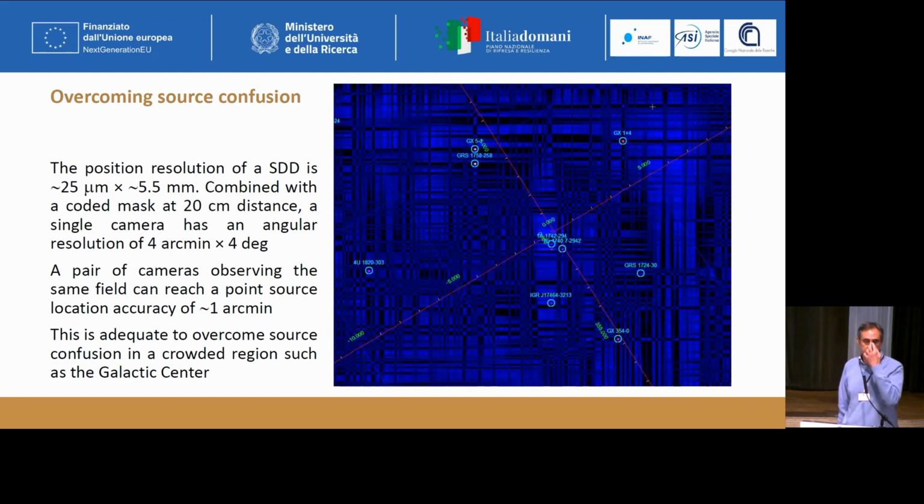This is, as you can see, a simulation of an image of the galactic center. This location accuracy is adequate to resolve a crowded region such as the galactic center, which is of interest for X-ray astronomy since it is populated by many variable sources, and we are interested in keeping this under control and monitoring this in order to find, for example, transient events or maybe some spectral state change of one of these sources.